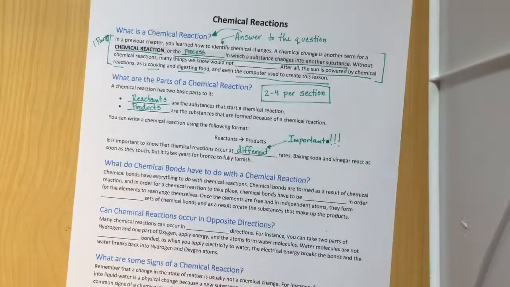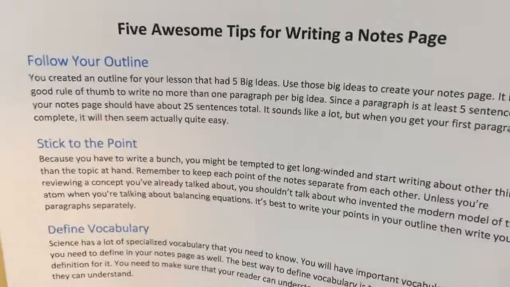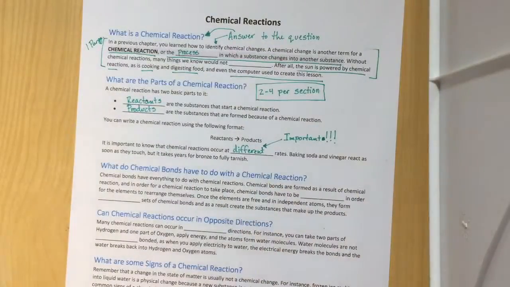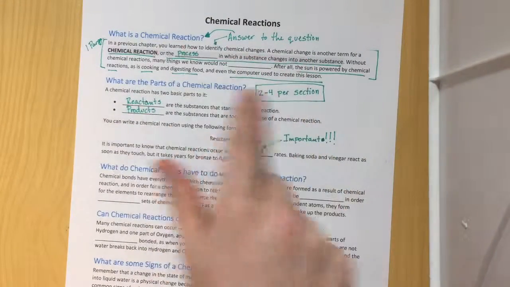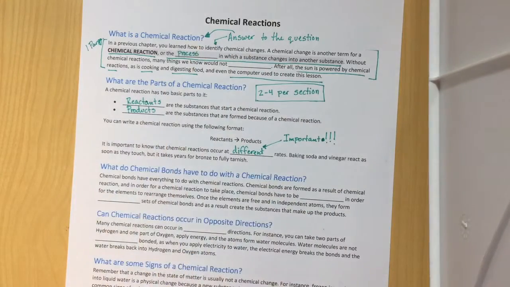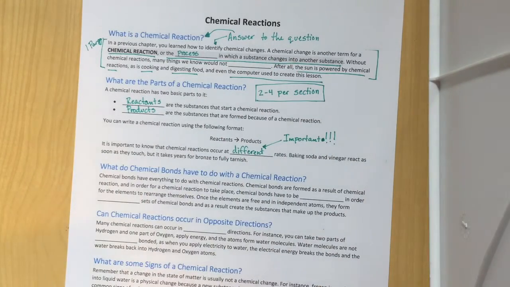So there you go. That's your tips on making a good, awesome notes page. You want to follow your outline that you've made with your big ideas. You want to stick to the point. You want to use this paragraph in order to answer the question. You want to define vocabulary, which I have right here. Use nice, simple terms so the reader can understand.